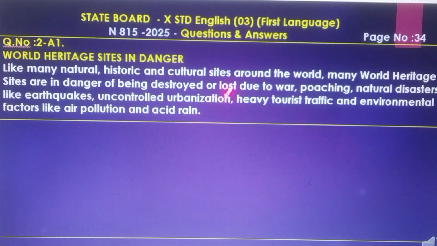Like many natural, historic and cultural sites around the world, many World Heritage sites are in danger of being destroyed or lost due to war, poaching, natural disasters like earthquakes, uncontrolled urbanization, heavy tourist traffic, and environmental factors like air pollution and acid rain.